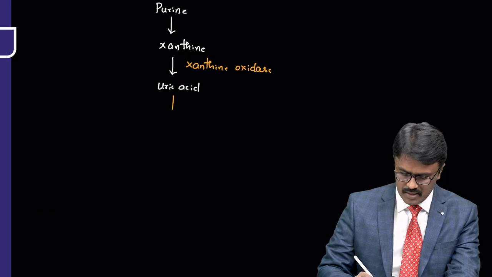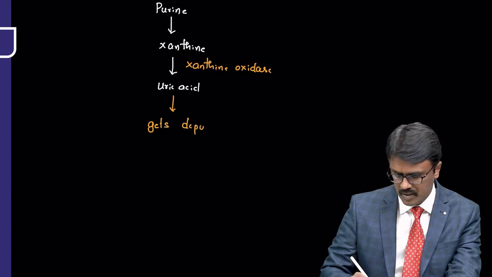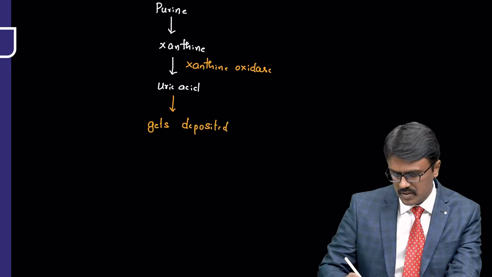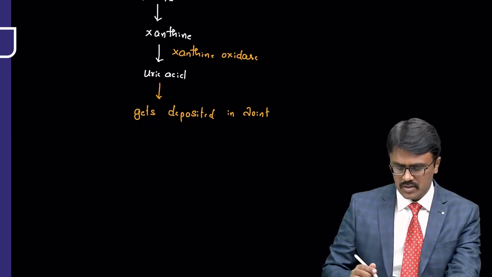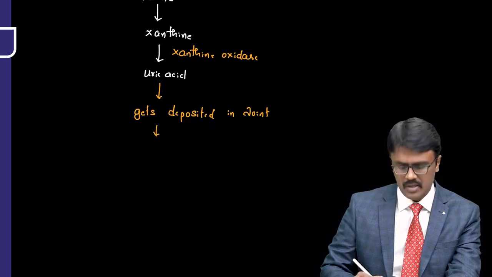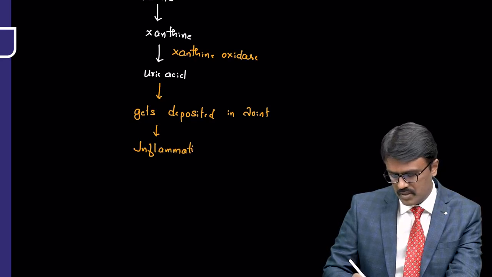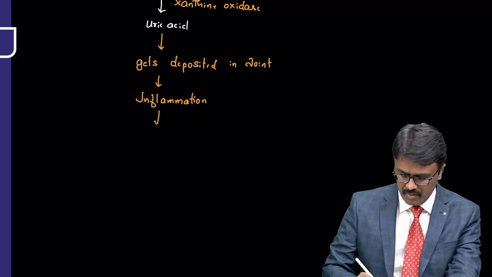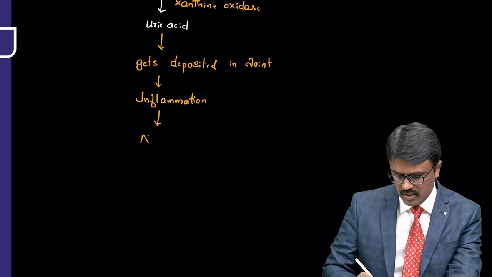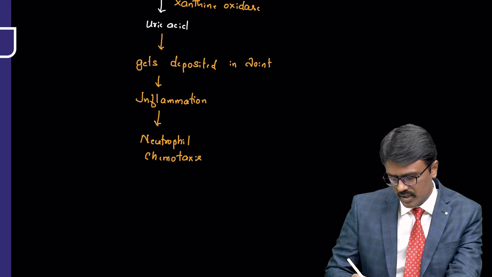Now what happens with this uric acid? This uric acid gets deposited in the joint. When the uric acid gets deposited in the joint, there is a start of inflammation. So there is inflammation of the joint. Once the inflammation starts, the cells that migrate to the site of inflammation are neutrophils. So there is neutrophil chemotaxis.